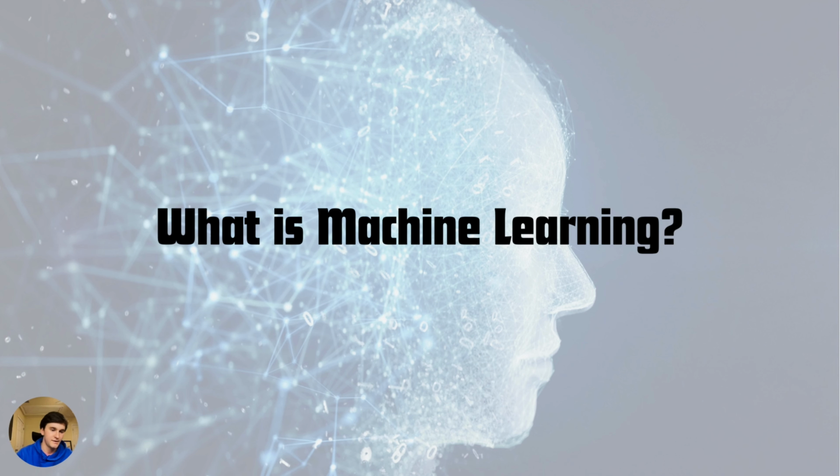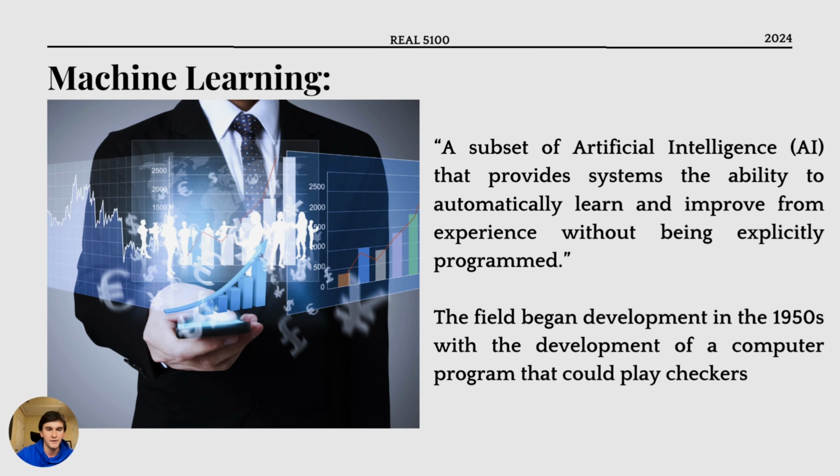And then to begin, here's just a little bit about machine learning. So machine learning is a certain type of AI that helps systems automatically learn and improve and build on their knowledge through experience without a human explicitly putting in input. And this field began development decades ago in the 1950s when IBM created a computer program that could play checkers.